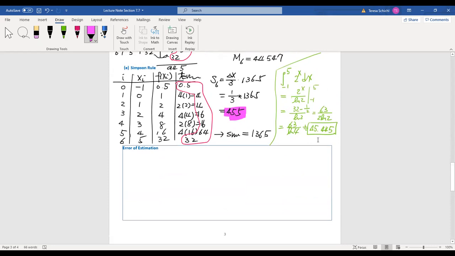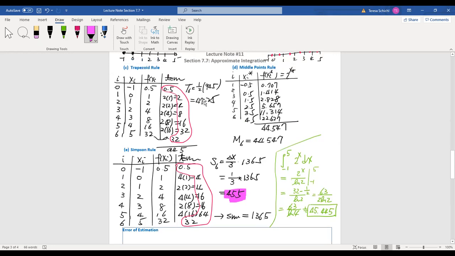So for example, for here, the real integration is 45.445, and my Simpson's is 45.5. So what is the error of the estimation? What is the maximum error I'm going to have by using each of these different methods? That's what we're going to talk about in the next video.